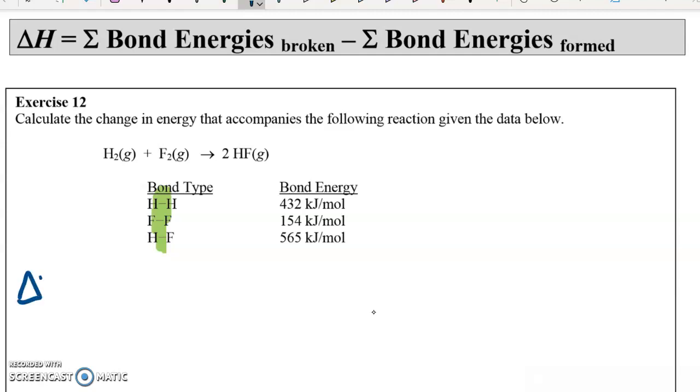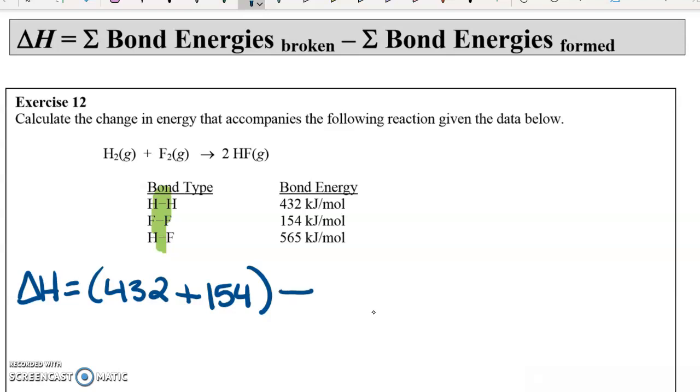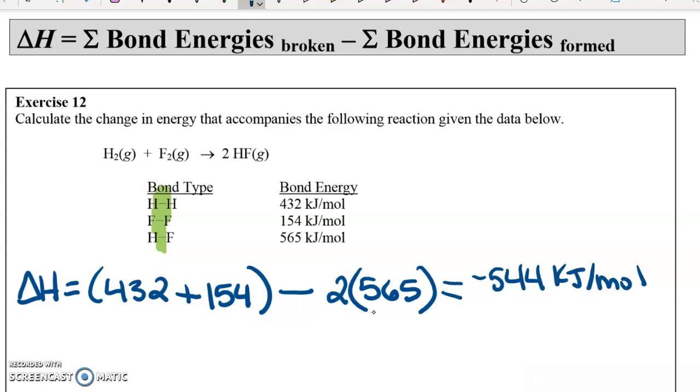So in this case, if we're looking at our overall delta H, it's going to be the sum of our bond energies broken, which is going to be the bonds of our reactants, because that's what we're taking apart. So we'll have 432 kilojoules per mole plus 154 for our reactants. And you're going to subtract the bond energies that are formed. In this case, the HF bond energy is 565, but we form 2 moles of that. So we're going to multiply that value by 2. And when we do that, we get negative 544 kilojoules per mole.